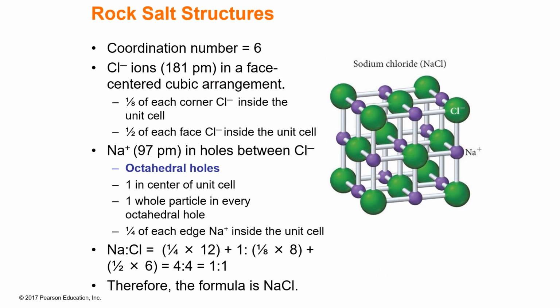Sodium chloride is an example of a simple cubic face-centered arrangement, where we have an alternating pattern of the positive sodium ion with the negative chloride ion. And overall, our formula ends up being 1 sodium and 1 chlorine.